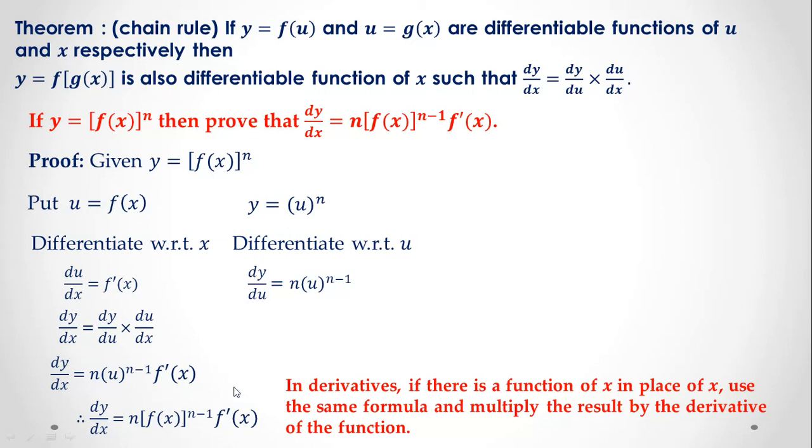So in short, if you want to remember or understand this chain rule, how will you remember this? Take the derivative like this, n into f of x raised to n minus 1, original like that, multiplied with f dash x. So n into f of x raised to n minus 1 into f dash x. Compare it with the derivative of x raised to n. So here the note is given, in derivatives if there is a function of x in place of x, use the same formula and multiply the result by the derivative of the function. So in short you have to remember it like this.